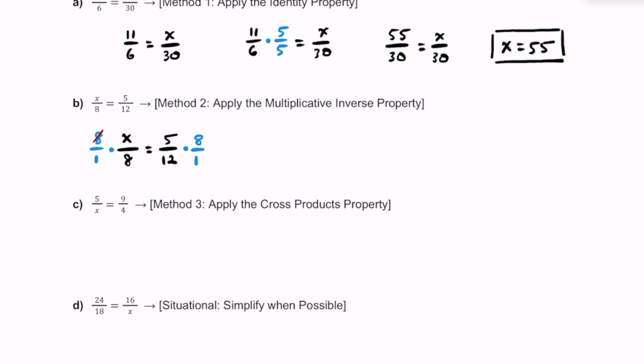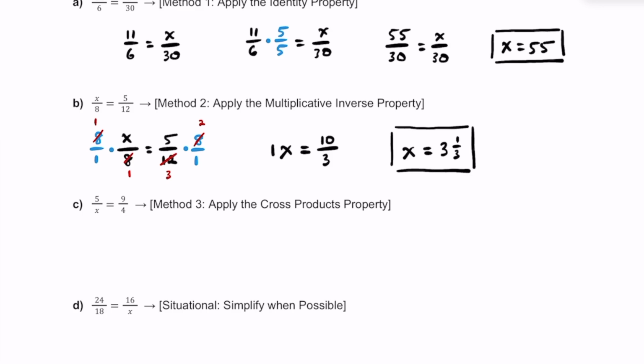On the left side, these reciprocals cancel out. These 8s become 1s, because 8 over 1 times 1 over 8 is just 1, so we have 1x. On the right side, let's cross cancel before we multiply. 8 and 12 can both divide by 4, their GCF, so we get 2 and 3. So 1x is equal to 5 times 2, which is 10, over 3 times 1, which is 3. So 1x is equal to 10 over 3, and we could also say x is equal to 3 and 1/3. This is the value of x that makes this proportion true.